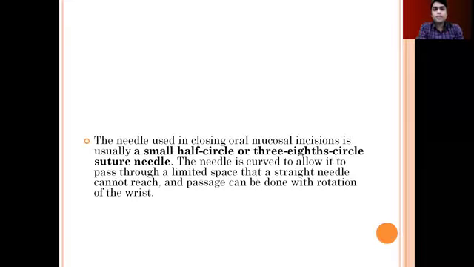For the oral and maxillofacial surgeons, as well as doctors who work on the oral cavity, for the closure of oral mucosal incisions, it is usually the small half circle or the 3/8 circle suture needle that is used. The advantages include that this needle is curved and it allows it to pass through a limited space that a straight needle cannot reach. And this passage can be done with the rotation of the wrist.